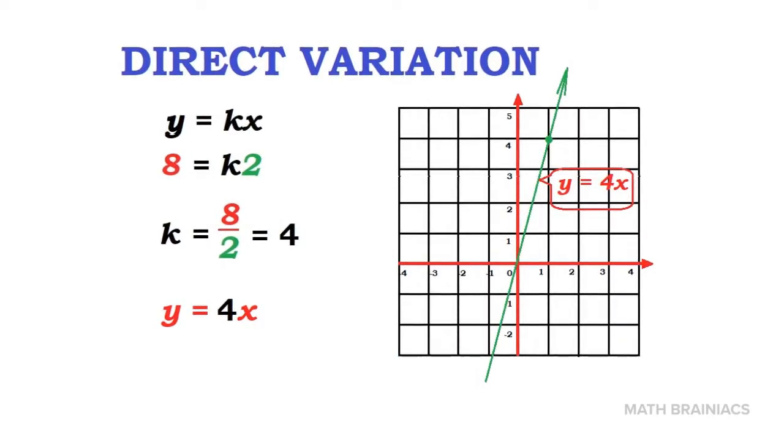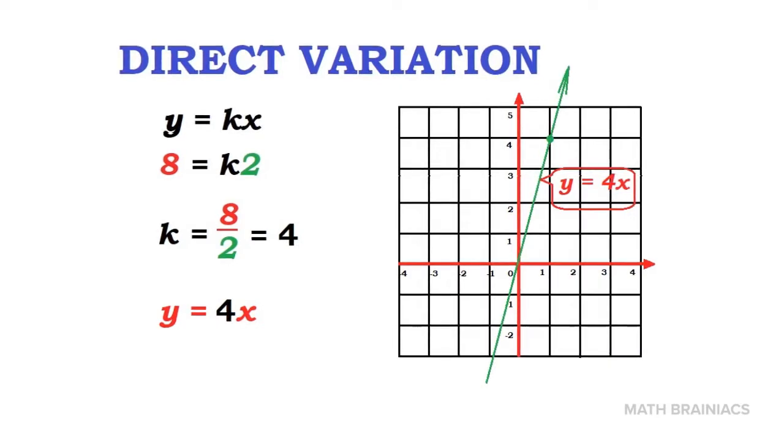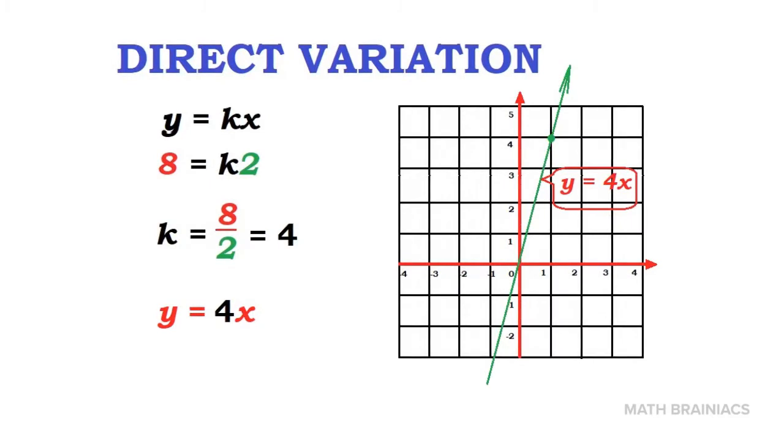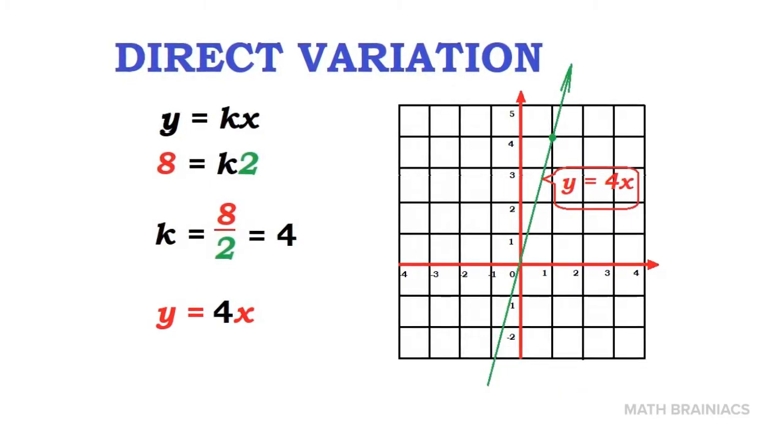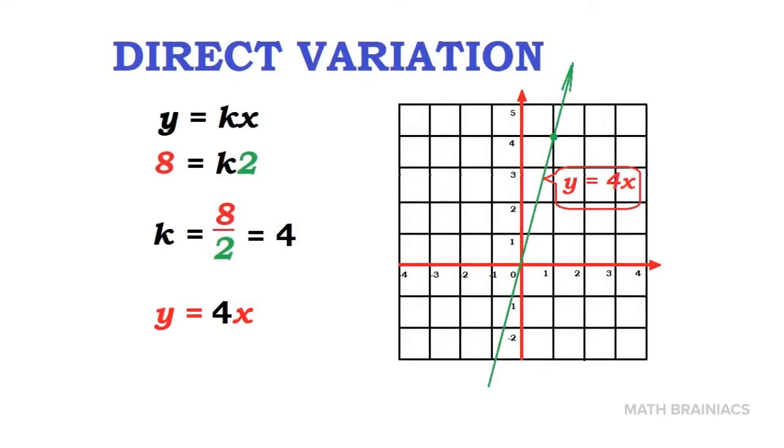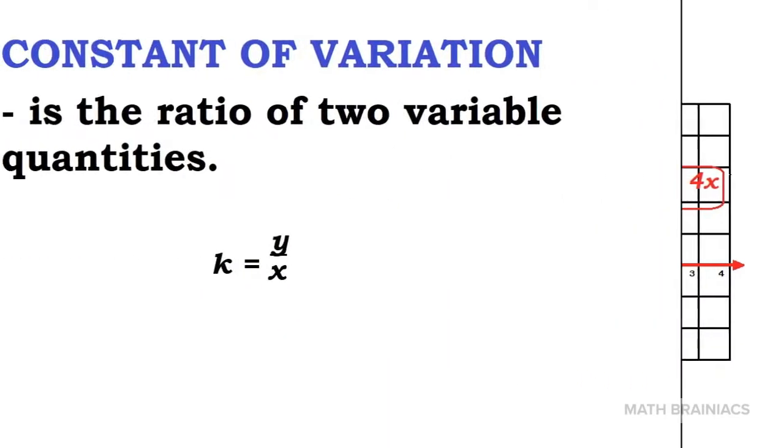To plot the line of the direct variation in a graph, we're going to plot the ordered pair in the Cartesian plane or coordinate plane. Like in this example, y is equal to 8 and x is equal to 2. Accordingly, when x is equal to 1, y is equal to 4. That is why the direct variation is equal to 4.